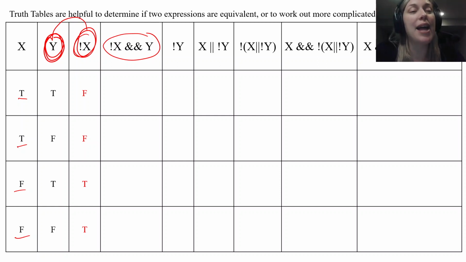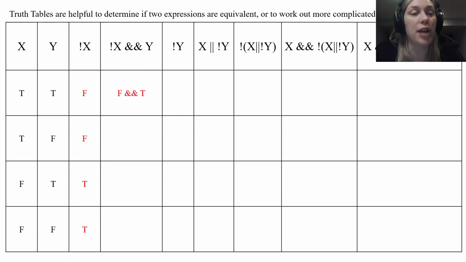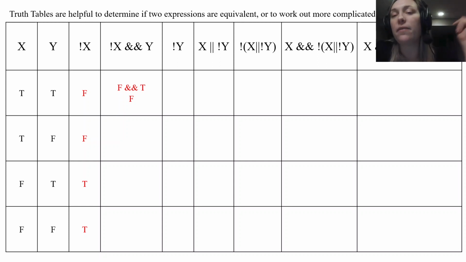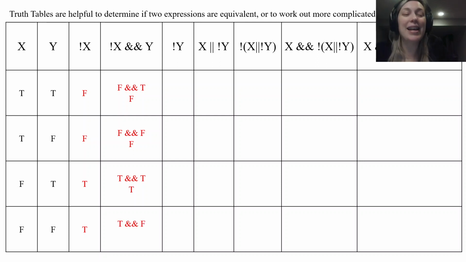So not x and y in that first row is false and true. And what does false and true evaluate to? It's going to evaluate to false, because one of them is false. This next row, false and false, evaluates to false. The next row, true and true, is going to evaluate to true. And then the last one, true and false, evaluates to false.